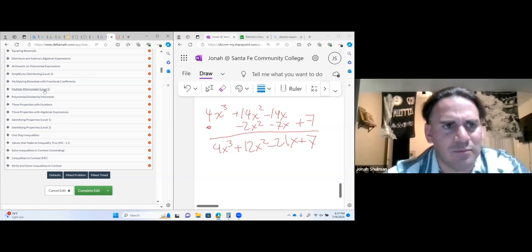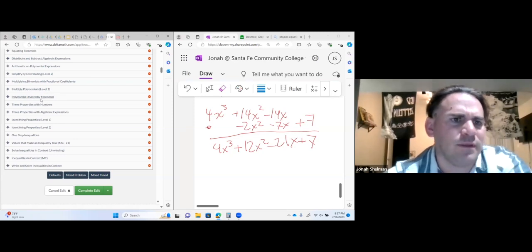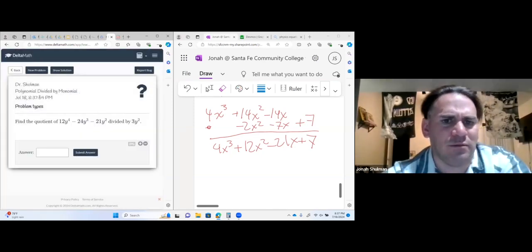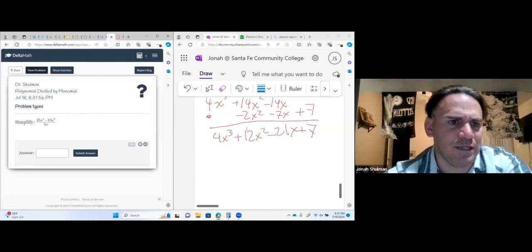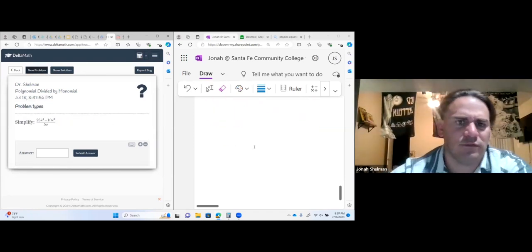We did multiply polynomials level 1. Now we're doing a polynomial divided by a monomial. Doesn't matter. Oh, I hit new problem by accident. You just have to Lotus flower it. It's nothing crazy.